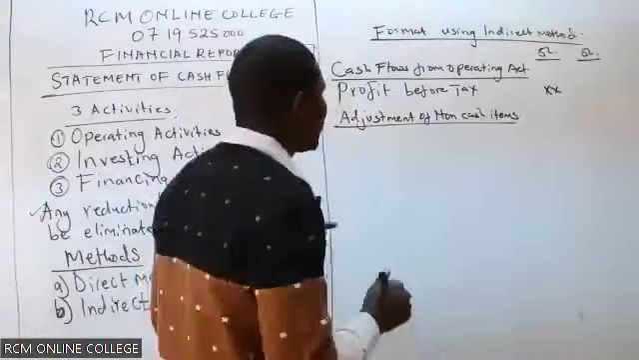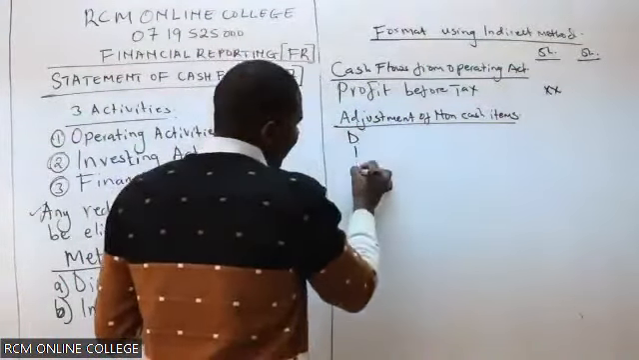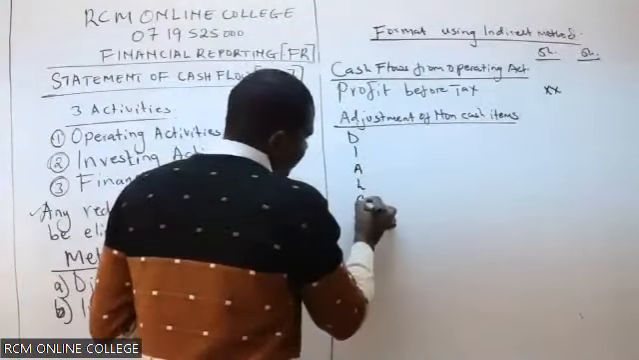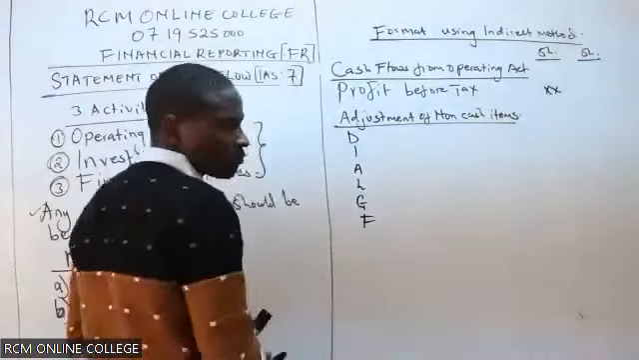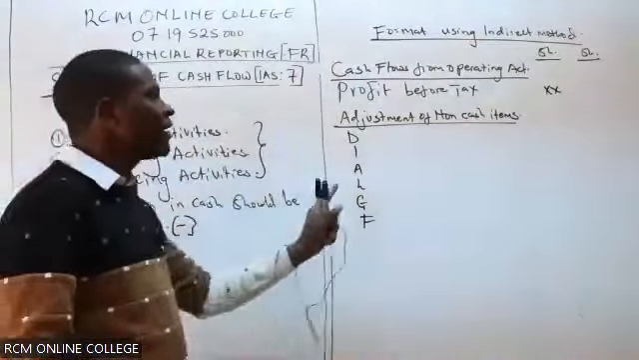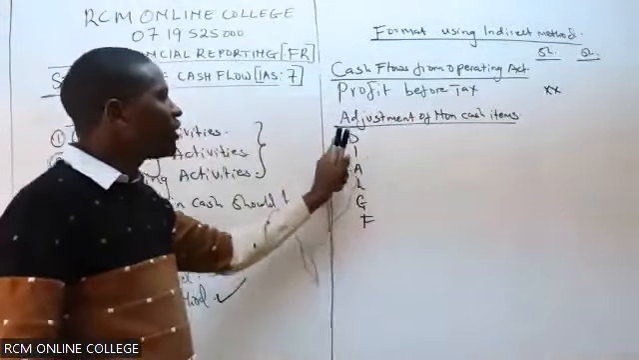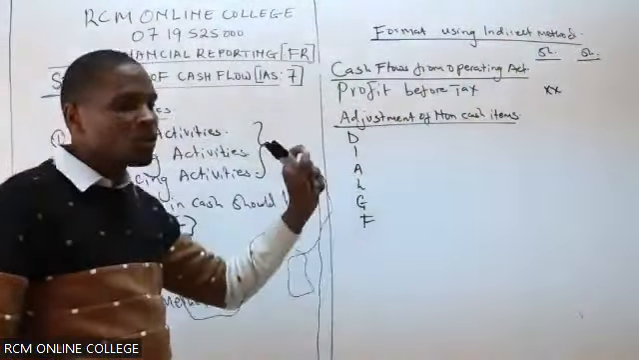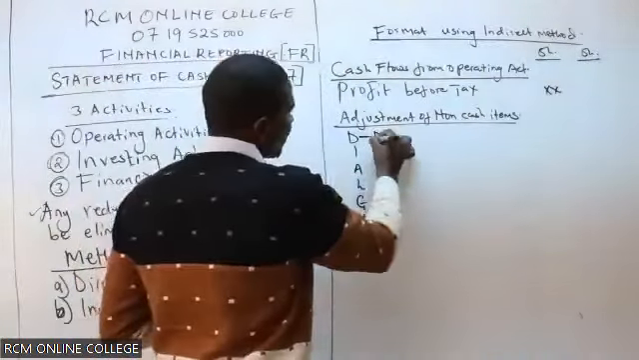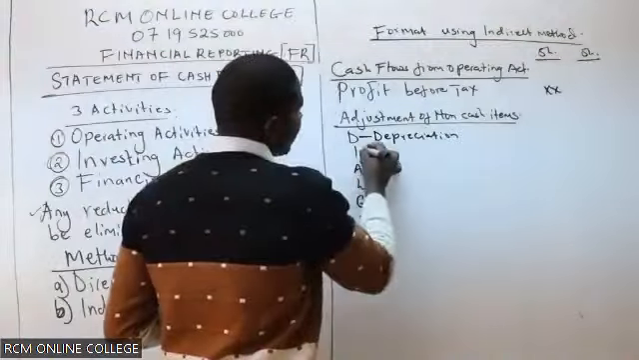So we have an acronym here, DAG. For you to identify the non-cash items, you can be using this acronym, where D stands for depreciation, as you have told me, and I for impairment.